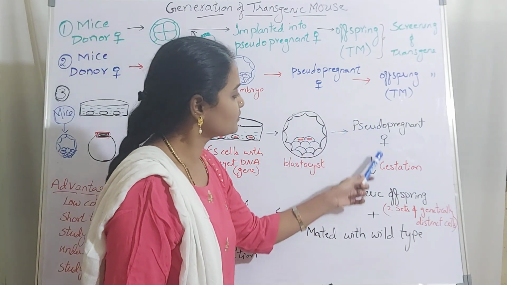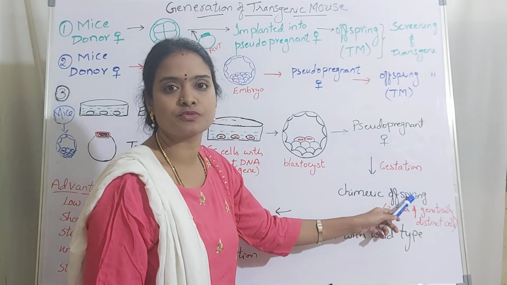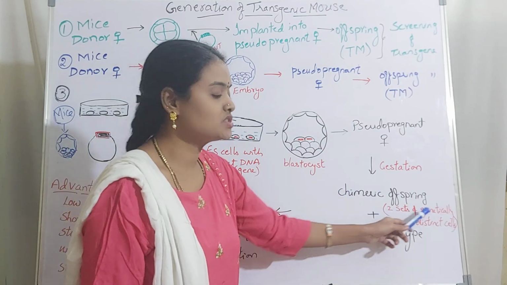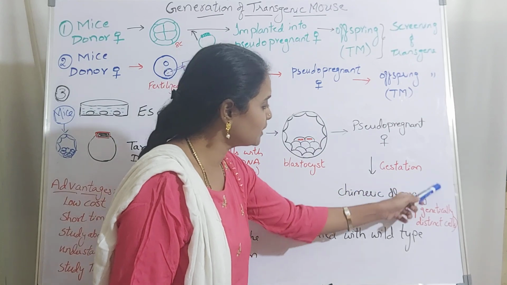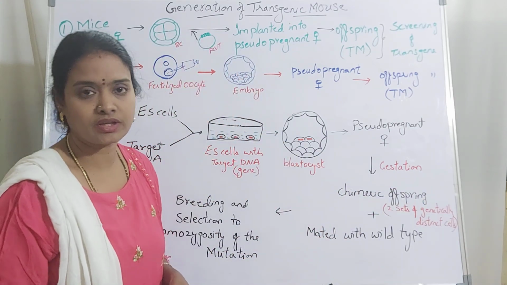Then after the gestation period, it will give rise to the chimeric offspring. A chimeric offspring consists of two sets of genetically distinct cells. Right? So this chimeric offspring is different from the transgenic animal. Okay, it is not the same.